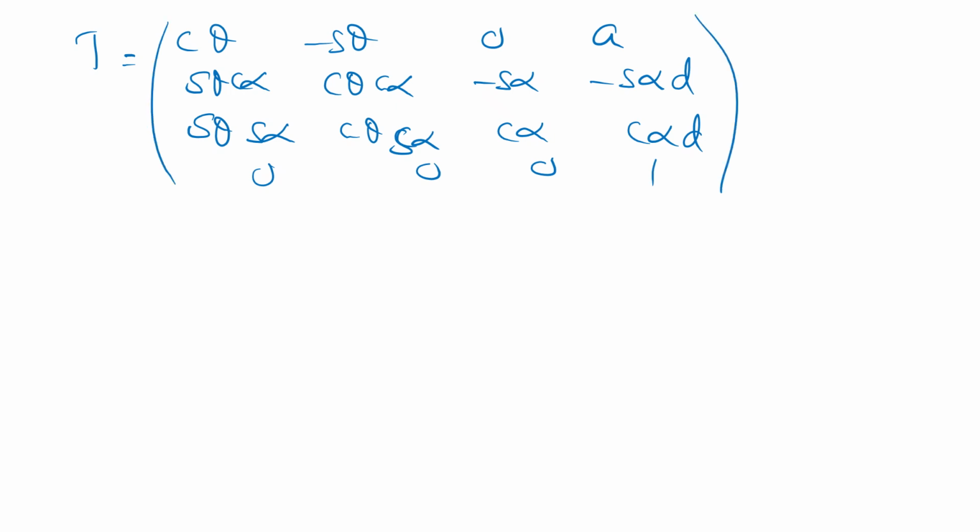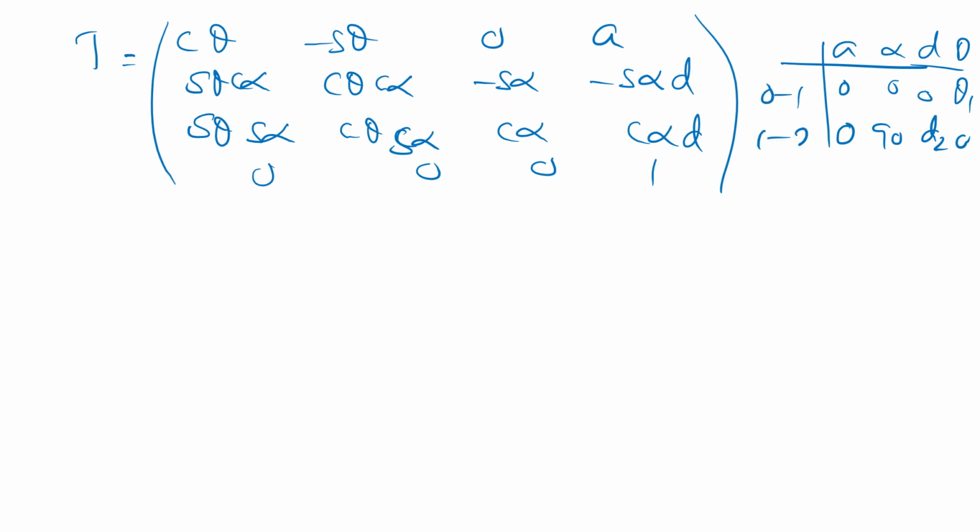Okay, so what is the table we have derived earlier? That is theta, alpha, A, D. We have derived the first row as 0, 0, 0 with theta 1. The next one is 0, 90 degrees, D2, 0. Okay, so let's substitute. This is my 0 to 1 link, 1 to 2 link. Now we are going to derive the transformation matrix for T10.